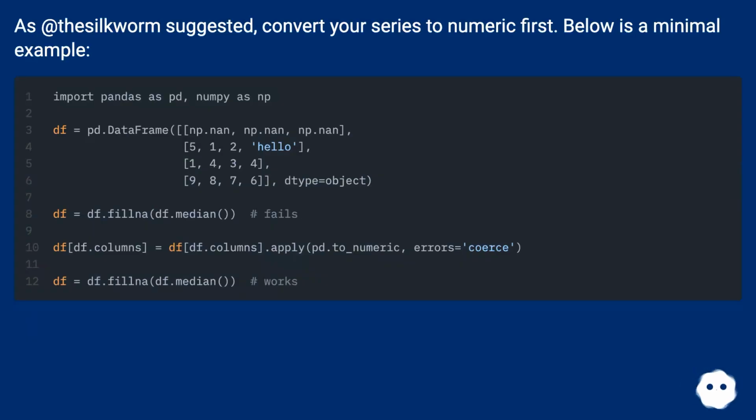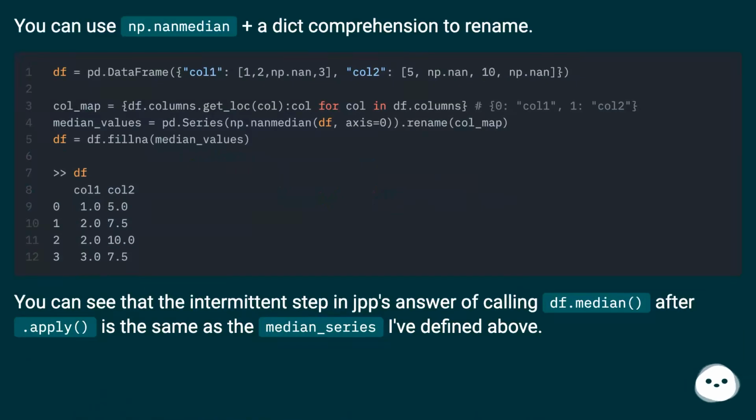As at_silkworm suggested, convert your series to numeric first. Below is a minimal example. You can use np.nanmedian plus a dict comprehension to rename. You can see that the intermediate step in JPP's answer of calling df.median after .apply is the same as the median_series I've defined above.